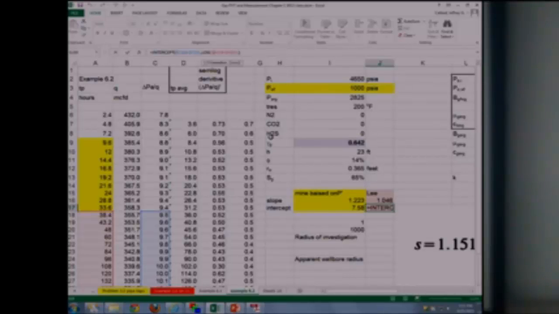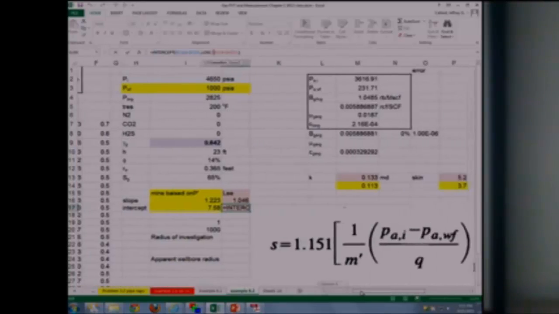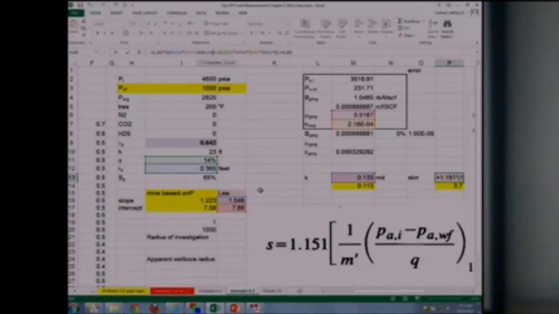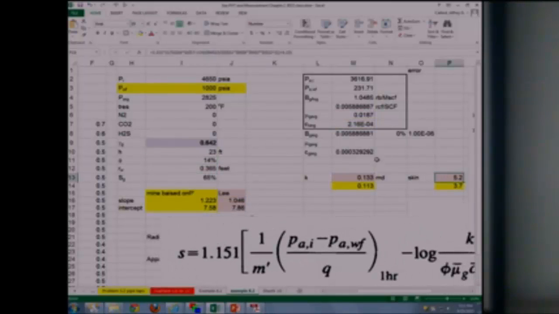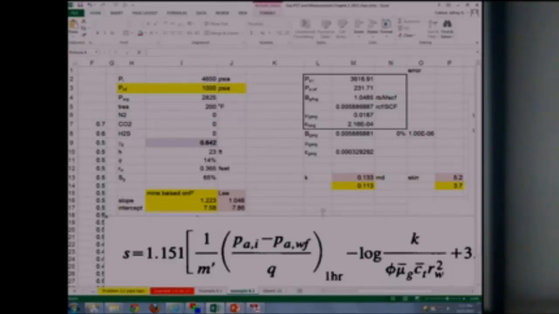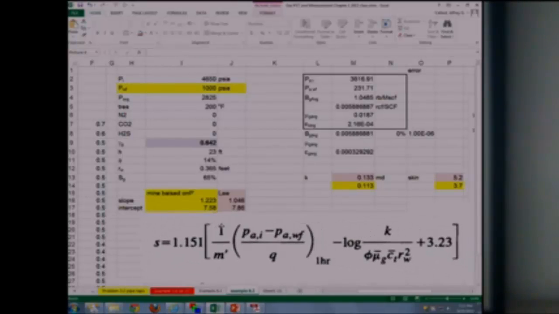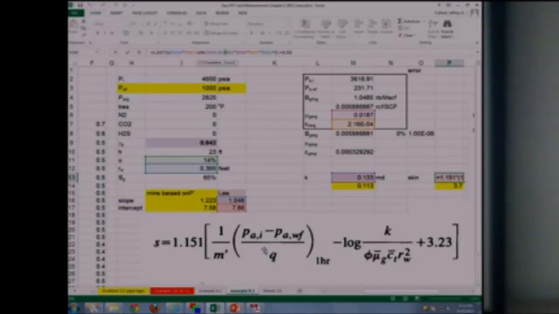Can you go back to the skin equation? What, the skin equation? It's one over the slope times the intercept, delta P over Q at 1 hour, minus the log of K over phi mu C sub T R W squared. Close my denominator, close my log, and add 3.23.